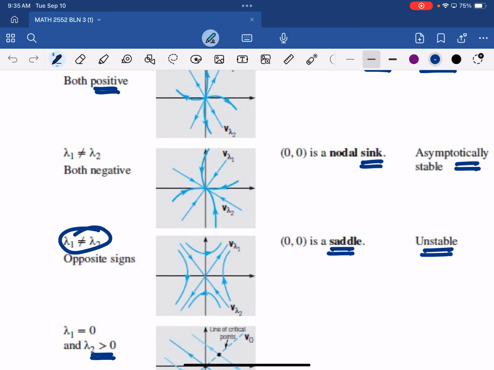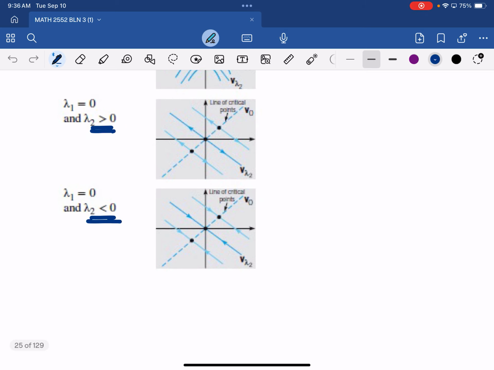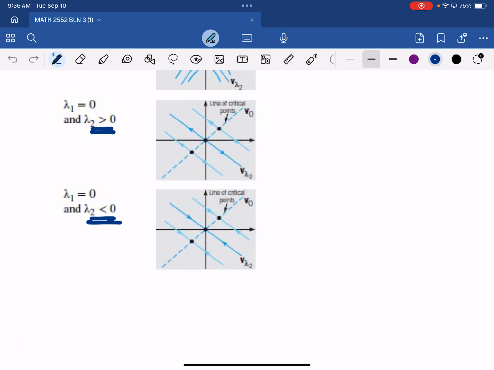And if your eigenvalues are real, different, and of opposite signs, then the solutions are never going to 0. So the critical point is unstable, and the critical point is a saddle point. Okay? And the last case that we saw was if one of your eigenvalues is 0, then the determinant of the matrix A would be 0. So it's a singular matrix.